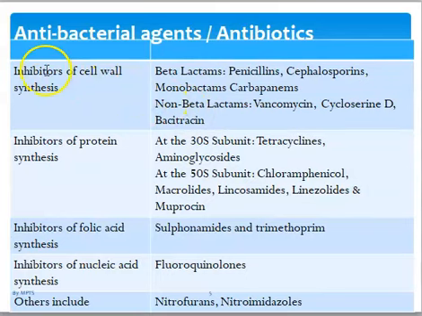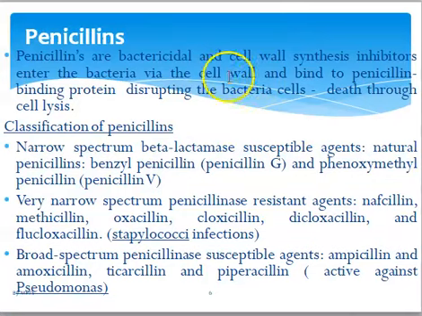Now, for the classification, I'm going to talk about the cell wall inhibitors. Others are in other presentations which are coming. Penicillins are bactericidal cell wall synthesis inhibitors that enter the bacteria via the cell wall and bind to the penicillin binding protein, disrupting the bacterial cell wall.